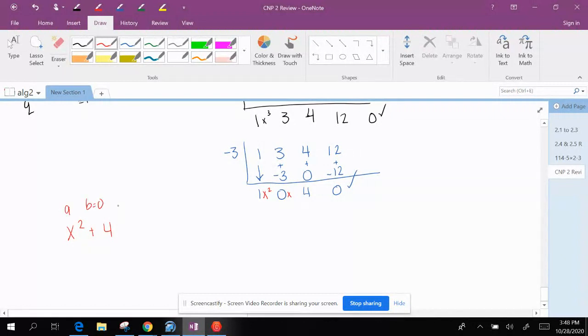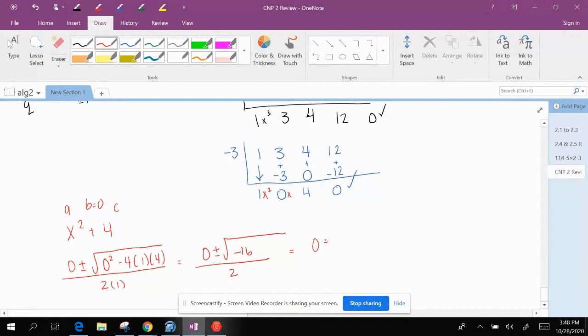A is 1, B equals 0, C is 4. So opposite of B, 0, plus or minus the square root, 0 squared minus 4 times A times C, all over 2 times A. Simplify, 0 plus or minus the square root of negative 16 over 2. Simplify, 0 plus or minus i, square root of 16 over 2. Let's show my side work. Oh, well, 16 actually is a perfect square. So it's 4. That one was easy.